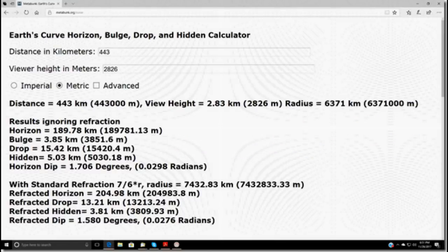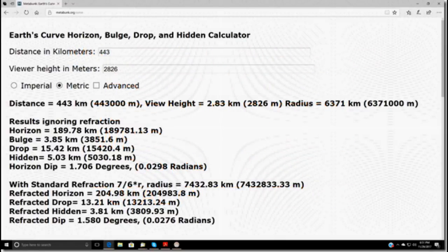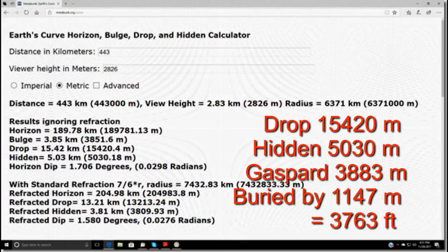But I notice one oversight at the Metabunk calculator. The Metabunk calculator has no place for terrain elevation, which is required to calculate the total globe bulge. I'm sure that's an honest oversight. Going by the globe drop calculator, the drop would be 15,420 meters. The hidden portion, which is based on the elevation of the observer, which in our case was Peak Fenestrelle, should be 5,030 meters.